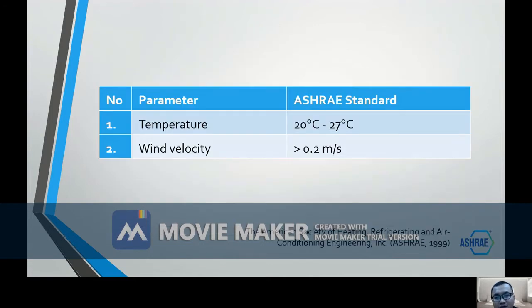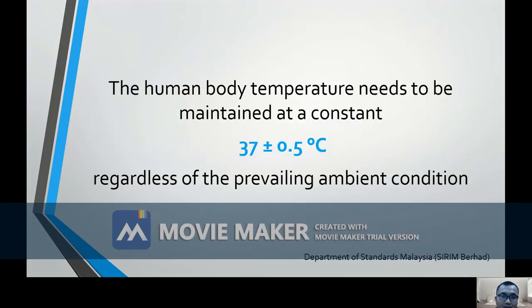However, referring to the ASHRAE standards, the temperature range should be between 20 degrees Celsius and 37 degrees Celsius. For the wind velocity, it must not be less than 0.2 meters per second. By referring to SIRIM, the human body temperature needs to be maintained at a constant temperature of 37 plus or minus 0.5 degrees Celsius, regardless of the prevailing ambient condition.